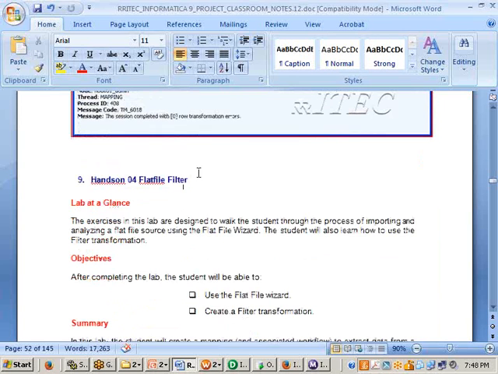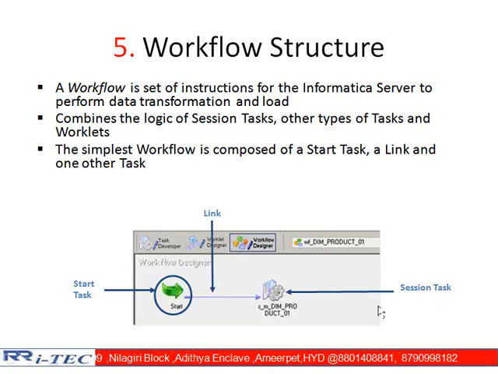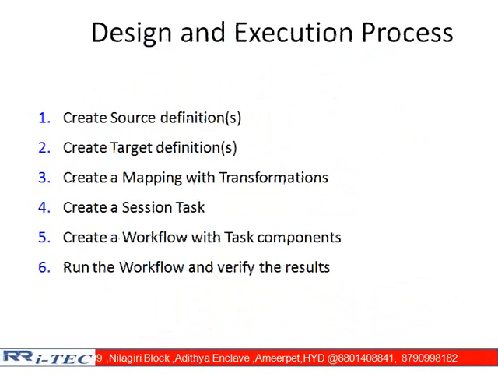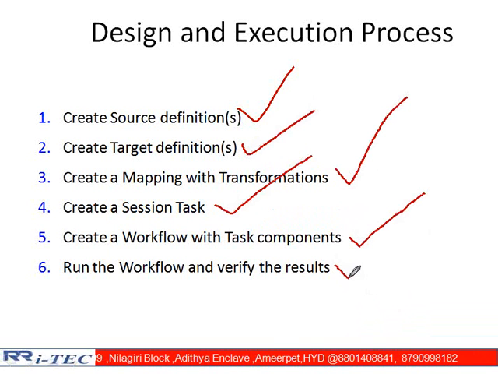Okay, then next is the flat file filter. Any questions relevant to this one, sir? Now we completed the total 6 steps. Now we know how to define the source, how to define the target, creating the mapping with the transformation, creating the session task, creating the workflow with task component, and running the workflow and verifying the result.